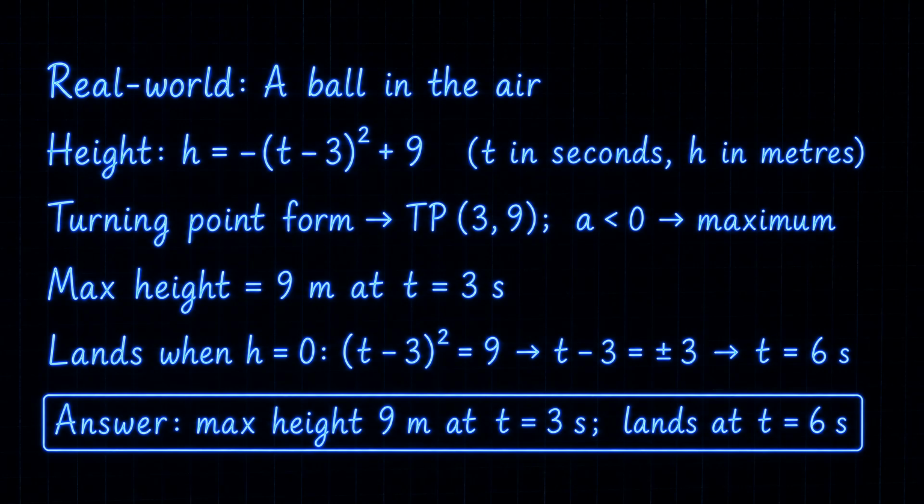When does it land? Height equals 0. (t minus 3) squared equals 9. So t minus 3 is plus or minus 3, giving t equals 6. It lands at 6 seconds. The whole flight reads straight from the parabola.